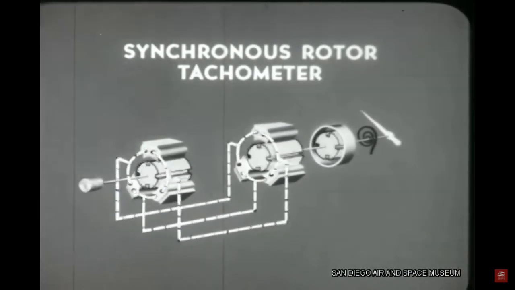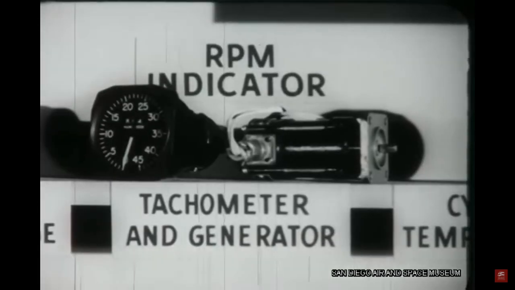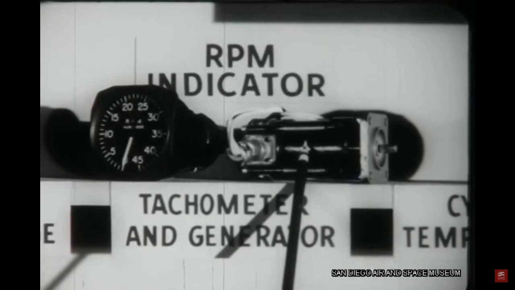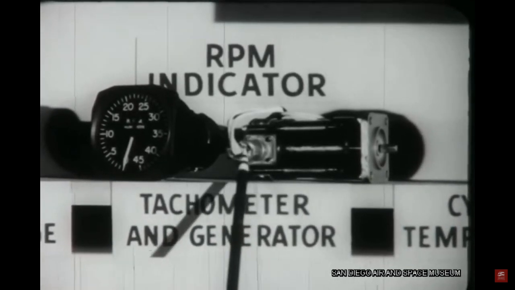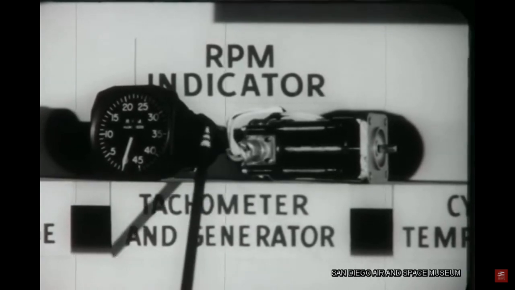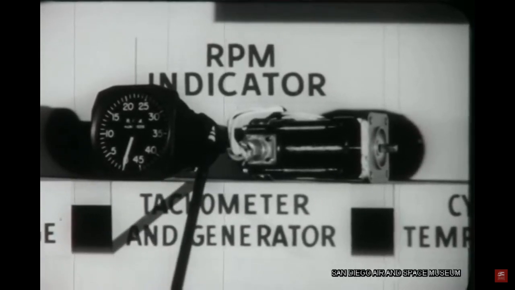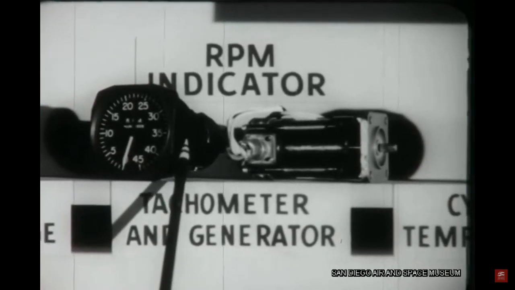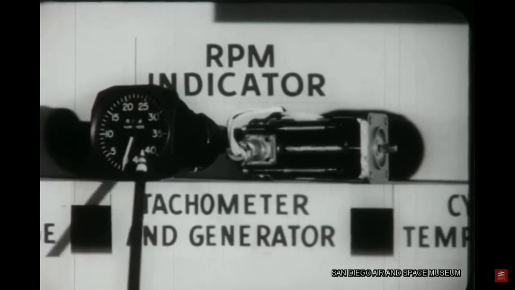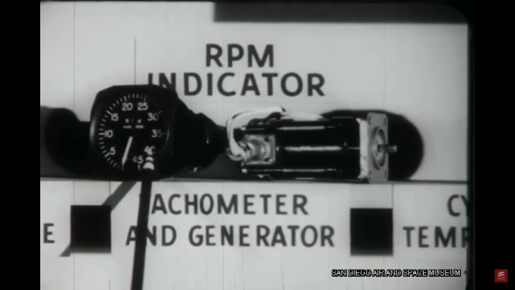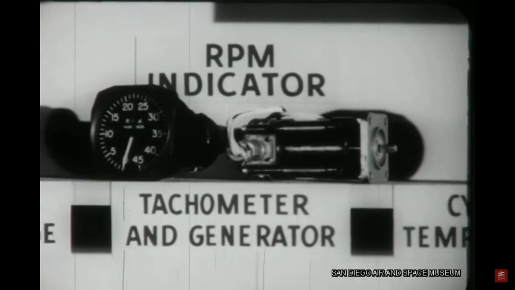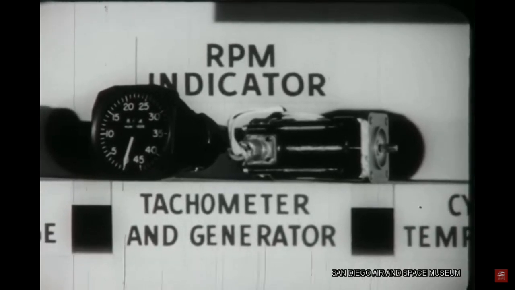To review, the synchronous rotor tachometer consists of a generator driven off the accessory drive, a 3-wire cable, and a motor. The motor turns a magnetic drag coupling, which positions the pointer on the calibrated dial. The tachometer is perhaps the most important instrument used for troubleshooting.